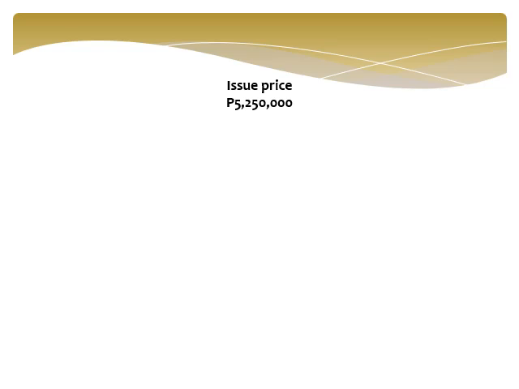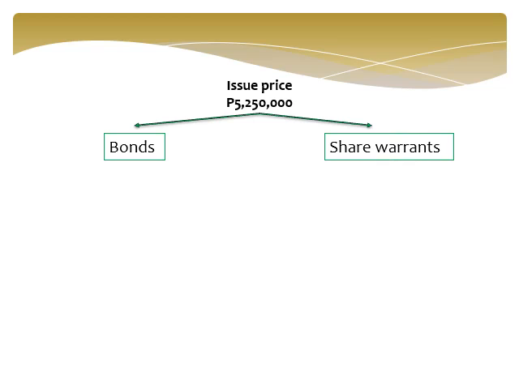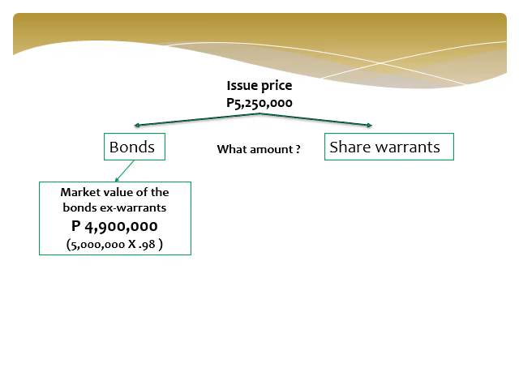So, 5 million times 105, the total issue price or yung total cash na na-receive ni entity sa pag-issue ng compound financial instrument is 5,250,000. Di ba kailangan nating i-allocate sa liability and equity? Anong rule? I-allocate muna sa liability component equal sa value ng bonds. And then, mag-allocate din tayo para sa share warrants. Anong amount? So, sa bonds, the market value of the bonds x warrants. Yun yung rule, di ba?